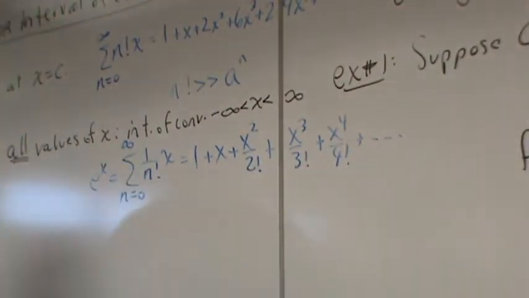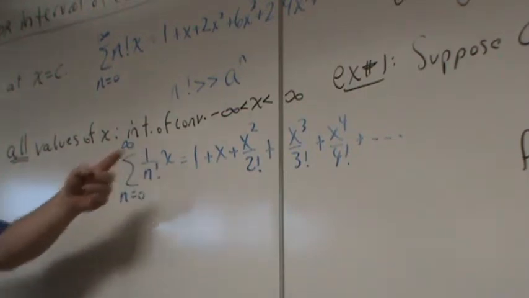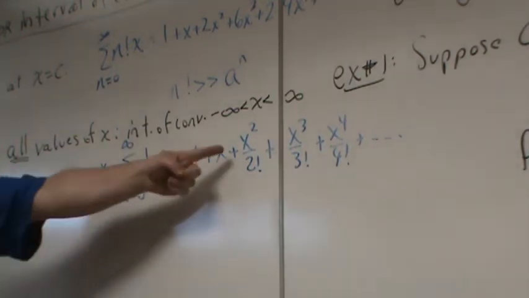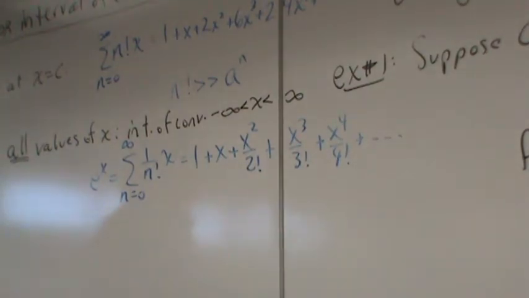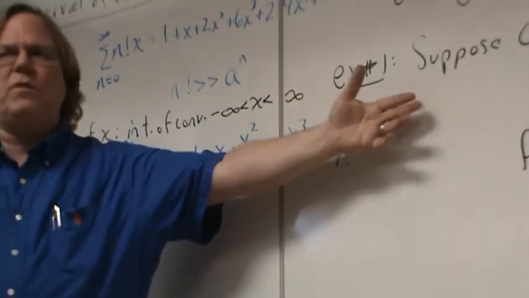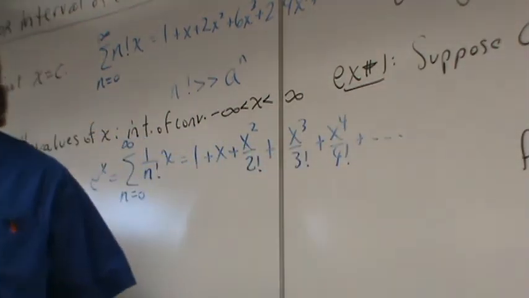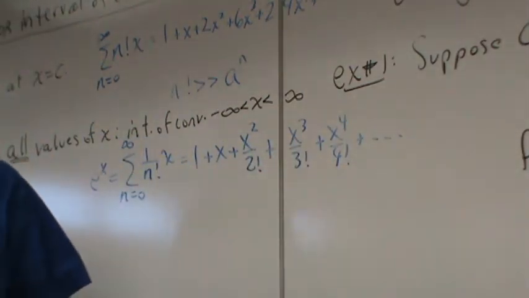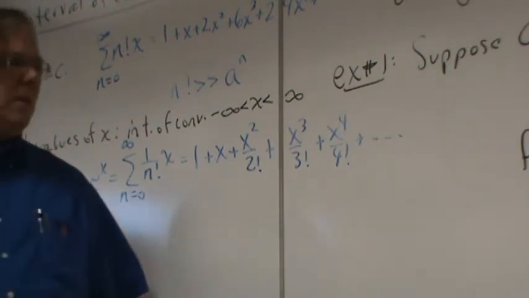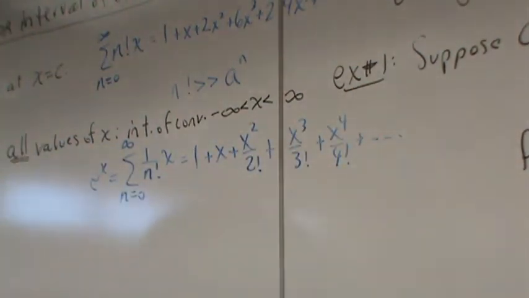Now, I can plug in any value of x I want, and I'm going to get a finite answer. So f of x converges for all values of x. Even if I put in a million billion for x, I add up an infinite number of terms. Pretty soon, a million billion to the 30th power is way, way, way less than 30 factorial, you know? So these guys converge, okay?